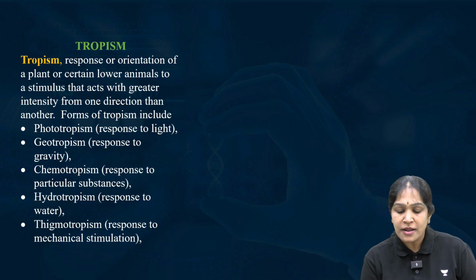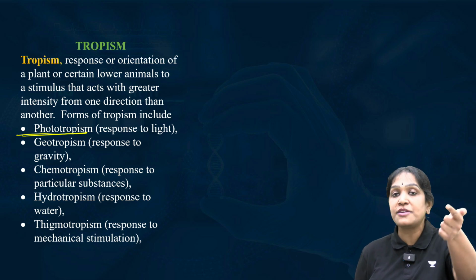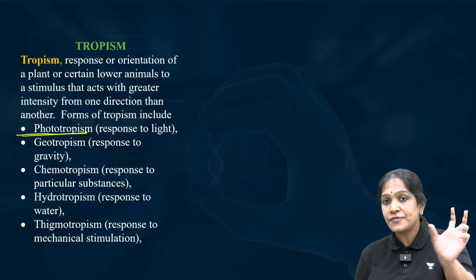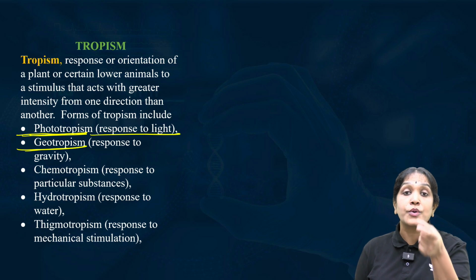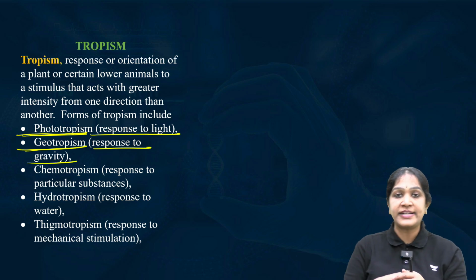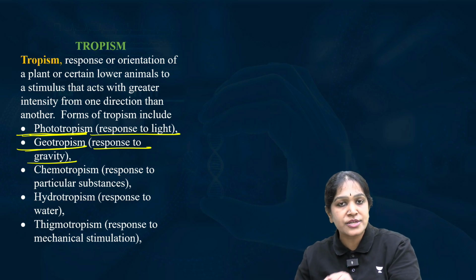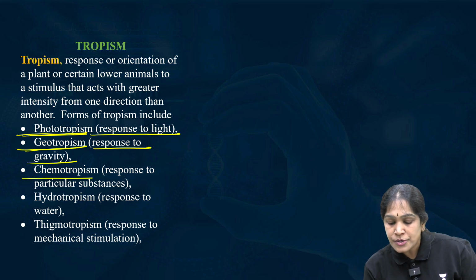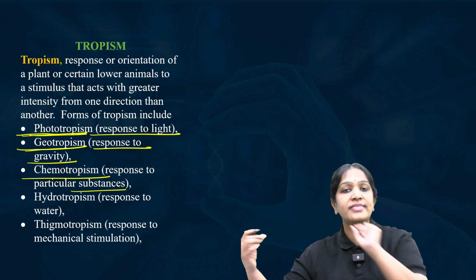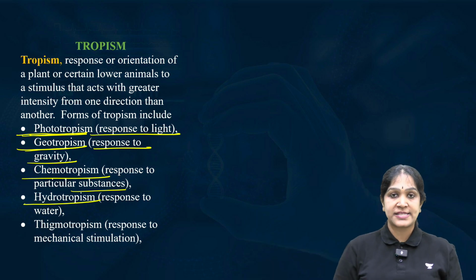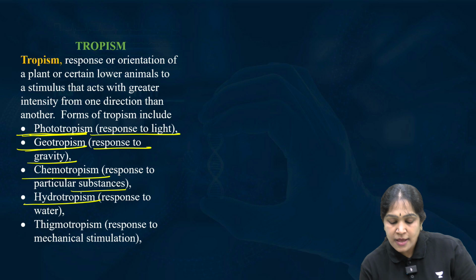For example, phototropism, movement in the direction of the light. The sunflower moves in the direction of the light. Geotropism, for example roots. In response to gravity, roots will move down, roots will not go up. Why? They are moving in the direction of gravity. Next, chemotropism, in response to some chemicals. If there is a chemical, the plant will move in that direction. Hydrotropism, movement in the direction of water. Wherever there is water, there it goes.